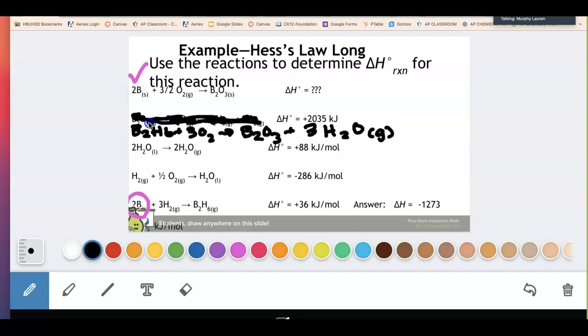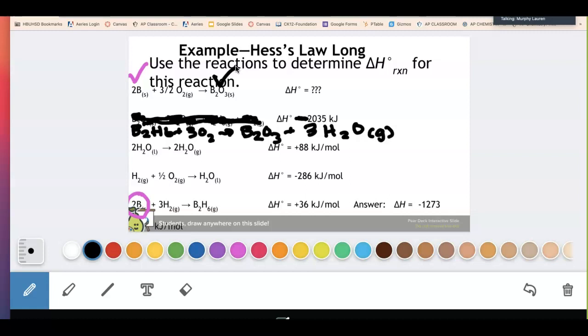And then, of course, I have to make sure I handle the delta H. What do I do to the sign? Well, if I flip it, I flip the sign, right? So now this is just negative 2035. I'm good now with the B2O3. And you go, but there's like so much stuff everywhere. This is like a disaster, okay?